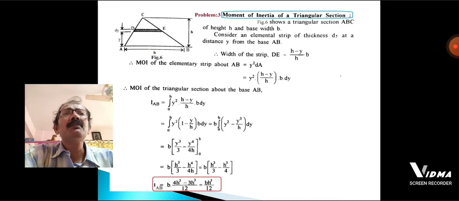Now the moment of inertia of the triangular section about the base AB, that is I_AB, equals nothing but the integral, and we have to put the limits, 0 to h, of y square into (h minus y)/h into b dy. Just after integration we will get the value of I_AB, that is bh cube by 12. That is the moment of inertia of the triangular area with respect to the axis AB.